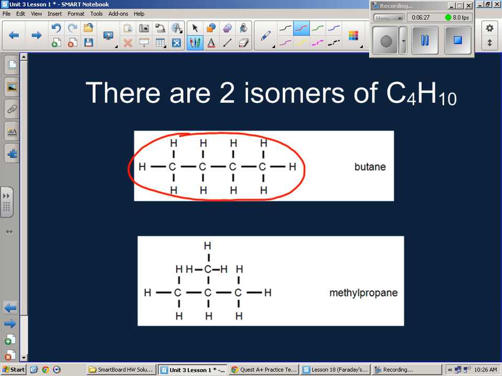And linear is better for London forces, because you get, here's another C4H10 right here, you just don't see it, a lot of surface area between the two of them that contact each other. And because there's a lot of surface area, they hold together better, because these electrons affect these electrons, so they can stick together very well. That's why the boiling point's a little bit higher, at 0. And that's why this one's lower, because this one's more of a spherical shape.